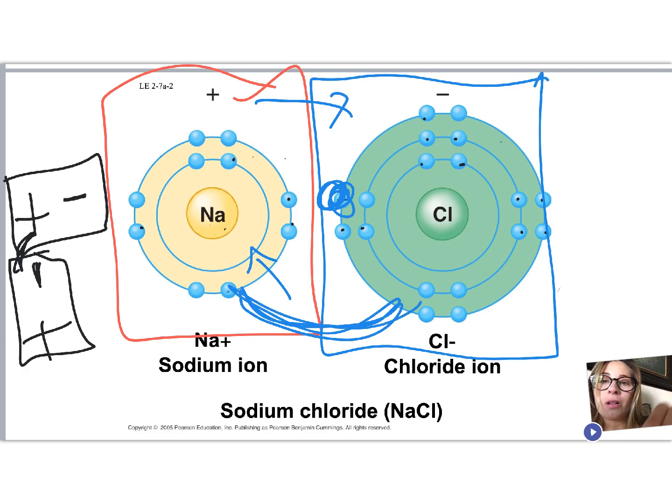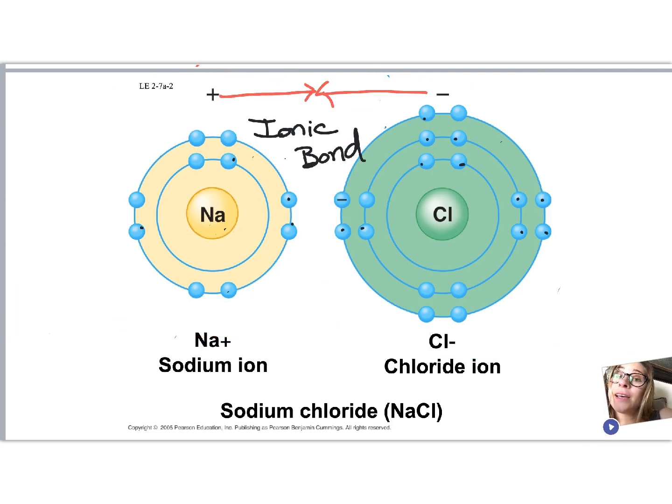So now these two are kind of stuck together, just like a magnet. That results in what we call an ionic bond. So they still need each other. They still kind of hang out together. It's not a super healthy relationship, but they're still stuck together because those positive and negative charges attract. Ionic bonds.